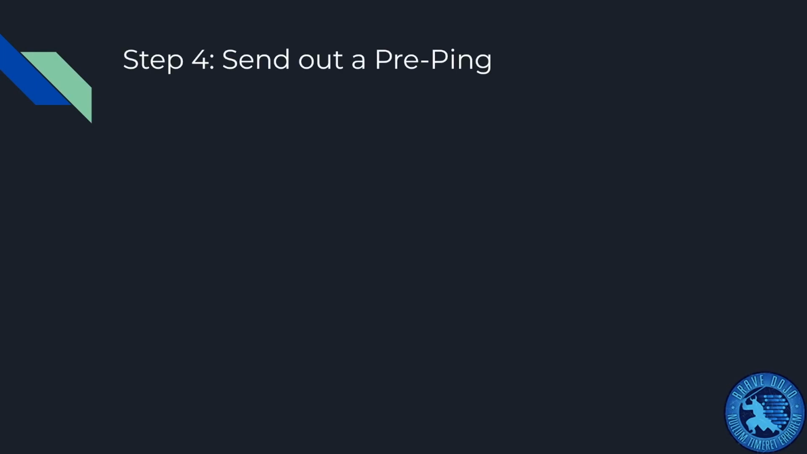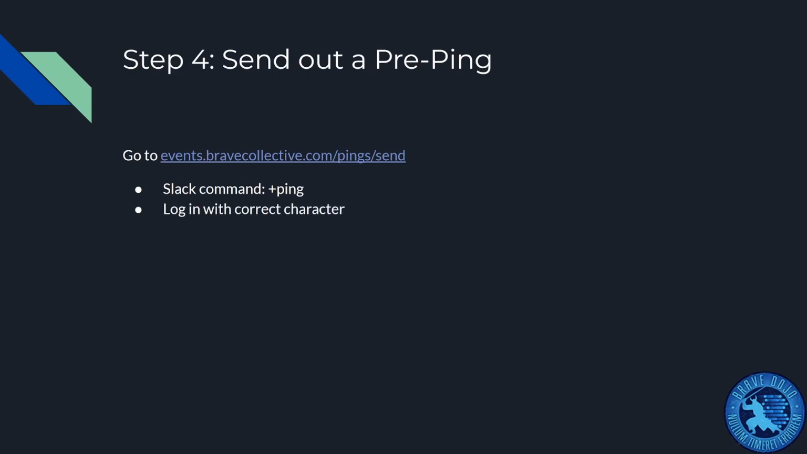And so now that you've selected your time, send out a pre-ping to let people know when it's happening. You can do this using the ping board. The address is on screen, but the easiest way to get there is to go on Slack, open your own DMs, and type +ping, and Slackbot will give you a handy link. You want to log in with the character that you are going to be teaching the class with.